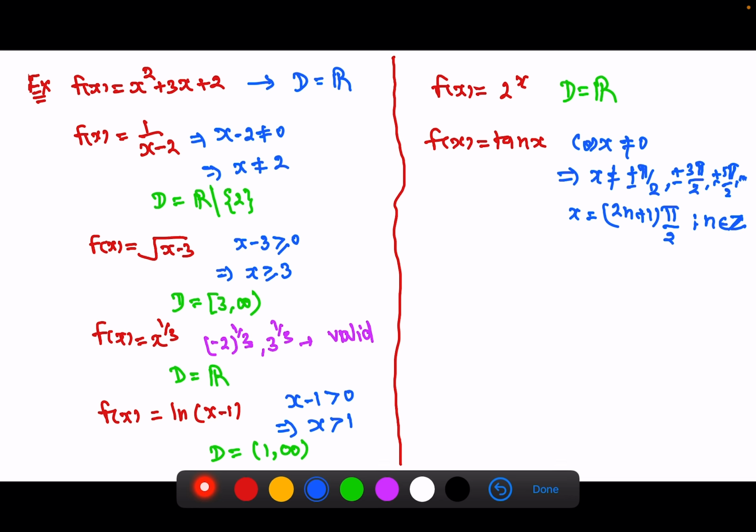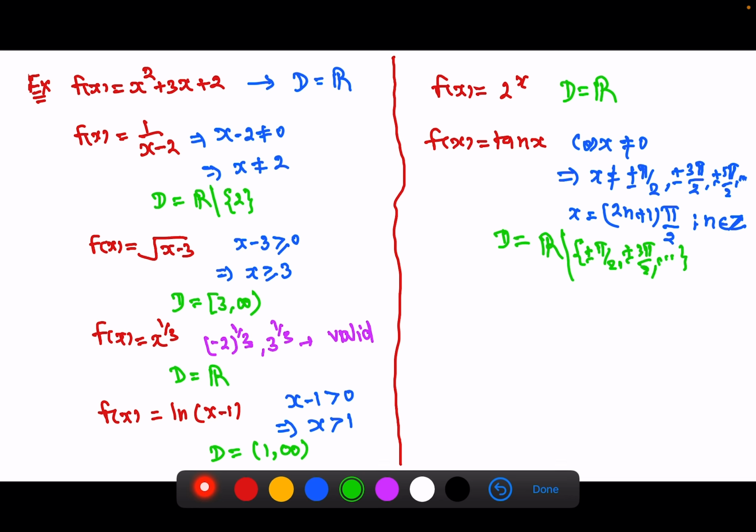So domain for tan x will be set of all real numbers except the real numbers plus minus pi by 2, plus minus 3 pi by 2, and so on.